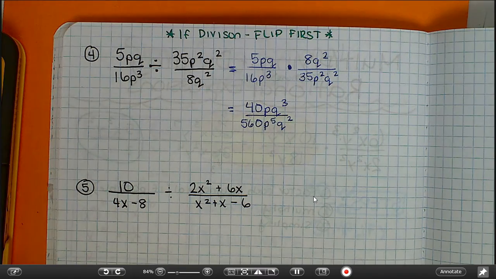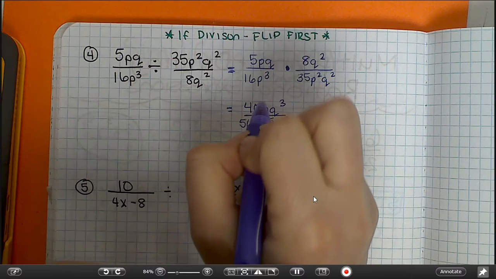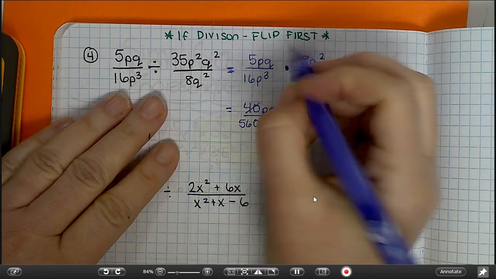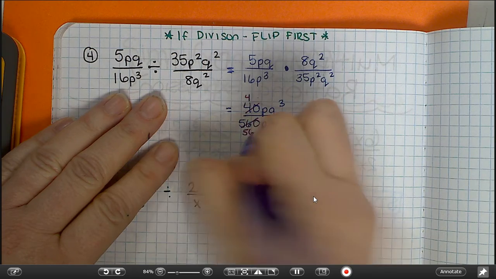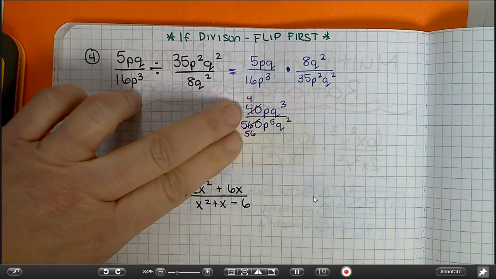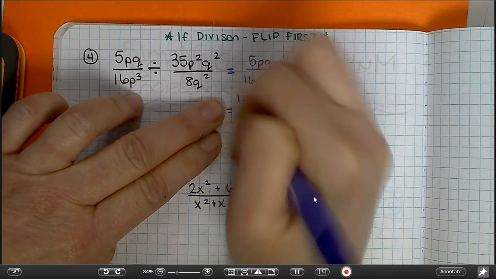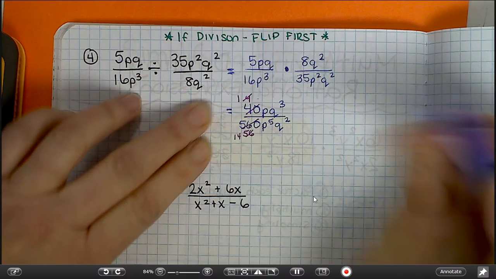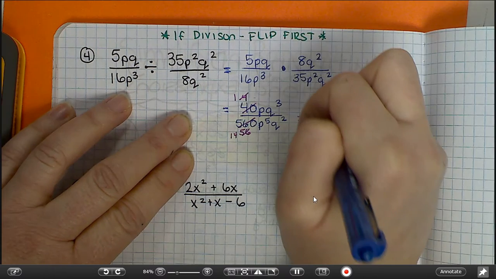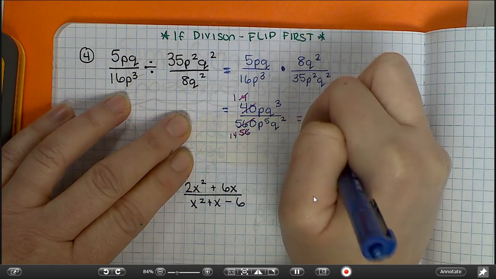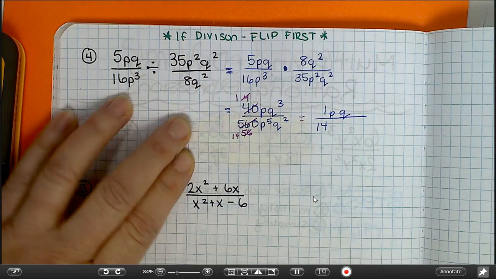All right. And then we have to simplify. So I'm just going to do this the easiest way it comes to my head. So I would divide that by 10, which is 4, and this is 56. And then both of those, 56 I think is divisible by 4. Yes, it is. So this would be 1 and 14. So what we really have here is 1 over 14 pq. Put them both in the numerator.